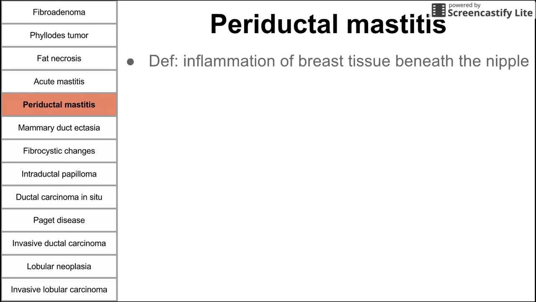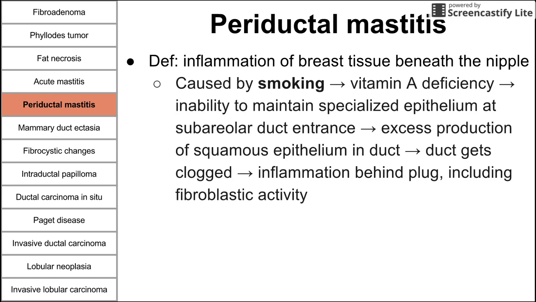Next is periductal mastitis. Definition here is that this is inflammation of the breast tissue directly beneath the nipple. This is usually caused by smoking. Now, smoking leads to a vitamin A deficiency, which prevents you from maintaining the specialized epithelium at the subareolar duct entrance. This leads to an excess production of squamous epithelium, which is unusual. You normally want to produce columnar epithelium in these ducts, and the duct then gets clogged with the squamous epithelium. Inflammation happens behind the clog, and oftentimes there's fibroblastic activity involved in that inflammation. That fibroblastic activity can then cause scarring, and that contributes to some of the physical manifestations that we see.